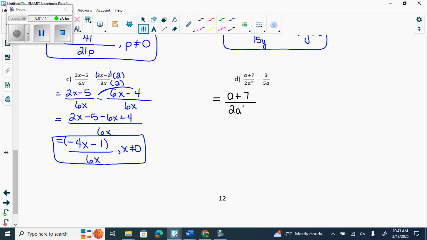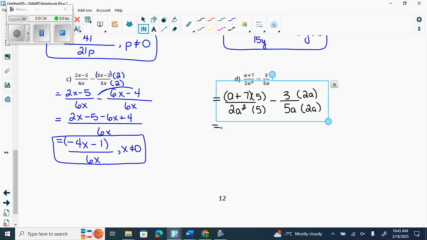So the right-hand or left-hand side is 2A squared. What's my common denominator between the two of these? 10A squared. So this one I'm going to have to multiply by 5. Minus 3 over 5A. This one I'm going to have to multiply by 2A. So we're going to get a common denominator of 10A squared.